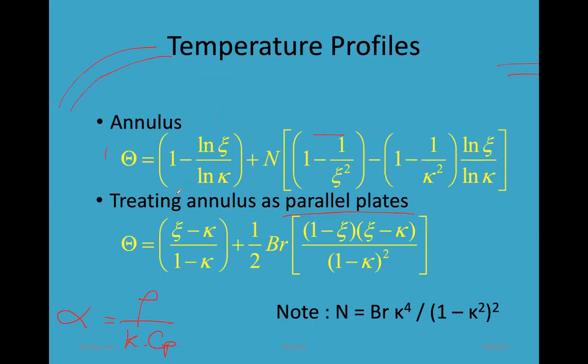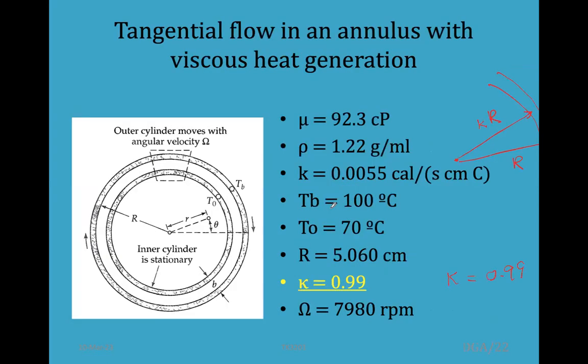Okay, so this is the equation if we treat it as an annulus, and this one is the temperature profile if we treat the annulus as a parallel plate, which is where N equals the Brinkman number, kappa, which is the ratio, and also 1 over kappa squared. Let me show you an example with numbers. For example, we have an inner cylinder which is stationary, and an outer cylinder which is moving with angular velocity of omega.